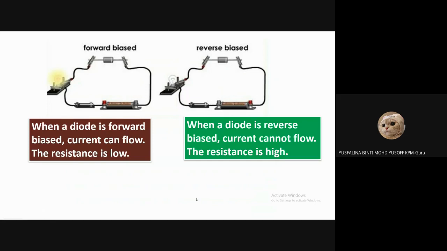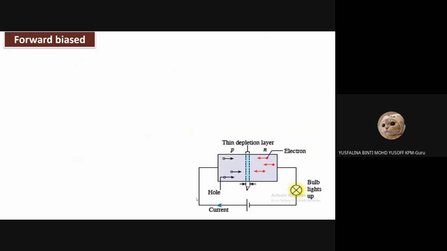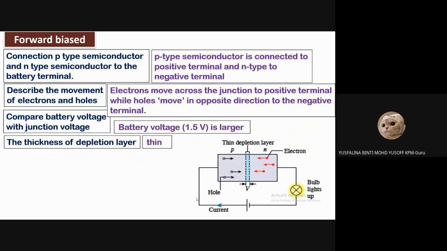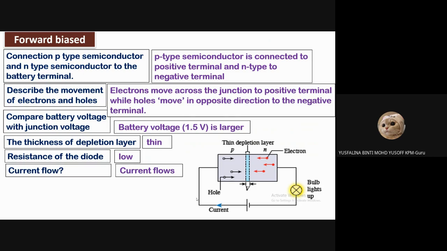So, forward bias. When a diode is forward biased, current can flow, meaning the resistance is low. When a diode is reverse biased, the current cannot flow because the resistance is high. Why is it high? This is the movement. What happens during the forward bias?